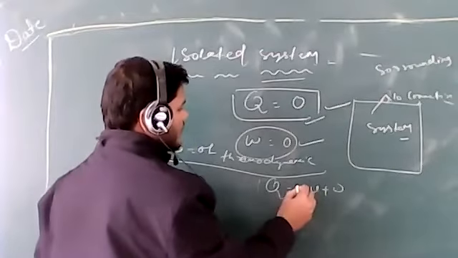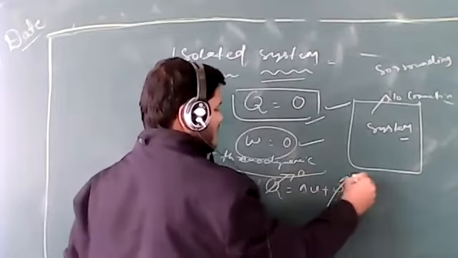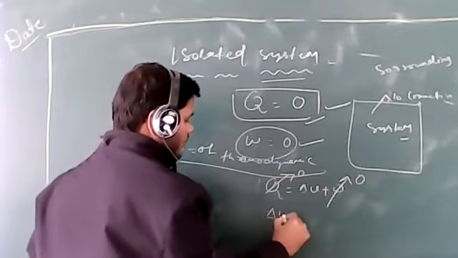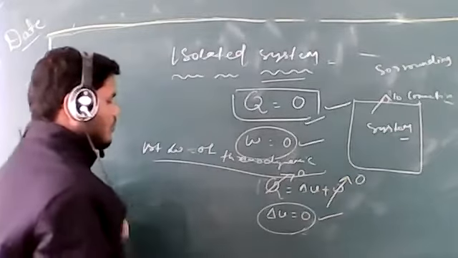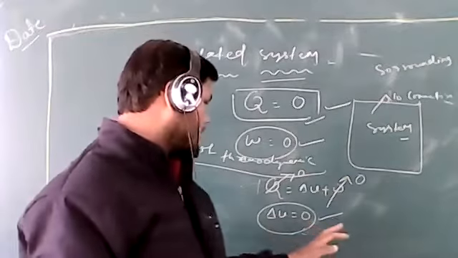So Q equal to 0, as it is an isolated system. So Q equal to 0 as well as W equal to 0. So what will happen? Only delta U equal to 0 in this particular system. Delta U means the change in internal energy will be 0.